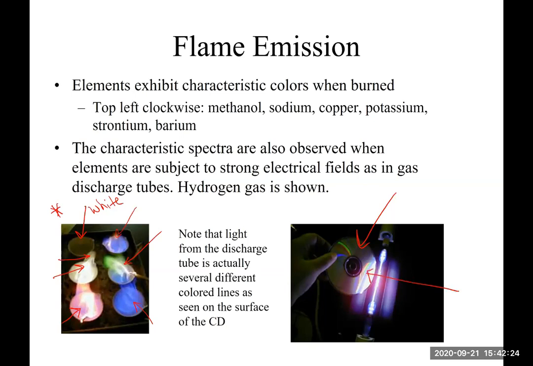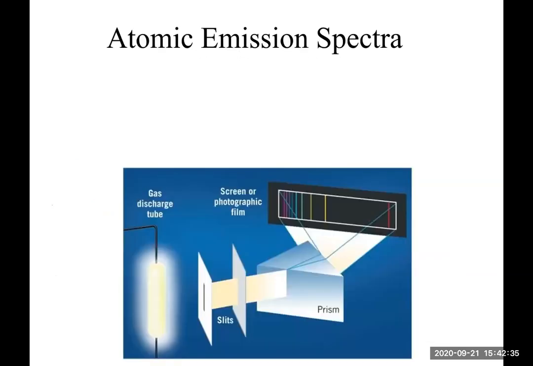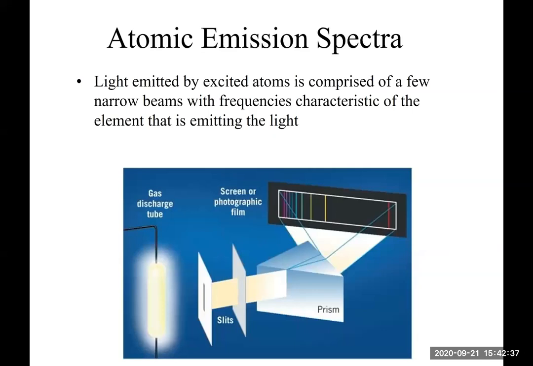And that line spectra has different colors that are associated with it. Well, scientists were using gas discharge tubes and prisms to show this. So here's an atomic emission spectra. What they used is a technique called spectrophotometry, and they used a spectrophotometer to show this.